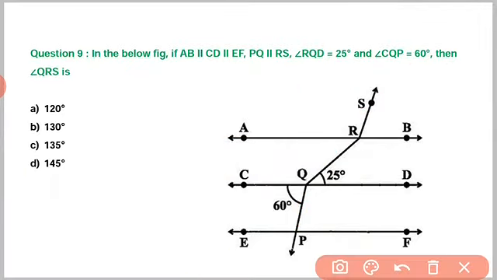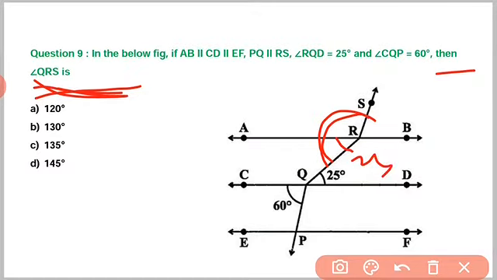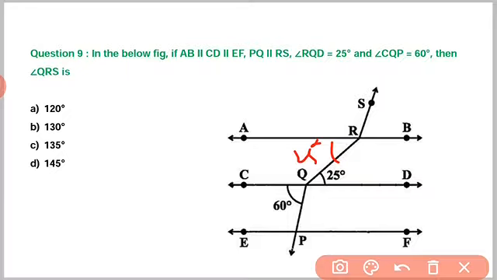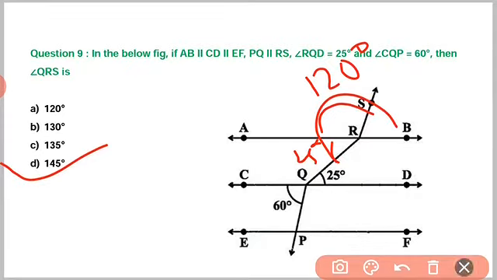We have to find angle QRS, that is this one. Angle QRS means this one, which is 25 degree, and this much is 120 degree. So when we add up, we get 145 degree. So the total, you have to add it.